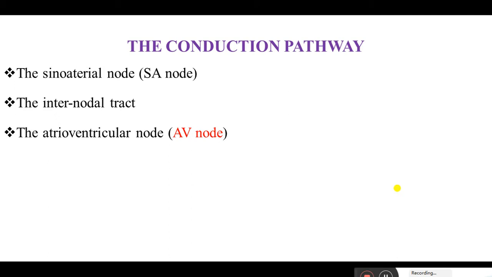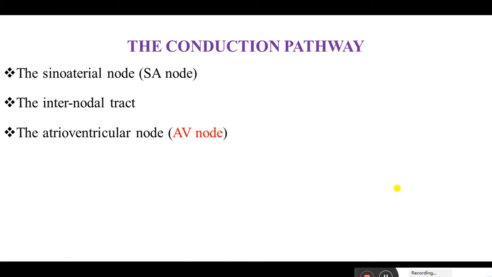The atrioventricular node, the AV node, of course, is another specialized node situated midway between the atria and the ventricles. In other words, it is sometimes referred to as the collecting node because it collects the impulse that travels across the atria and passes its transmission down through the bundle of His.